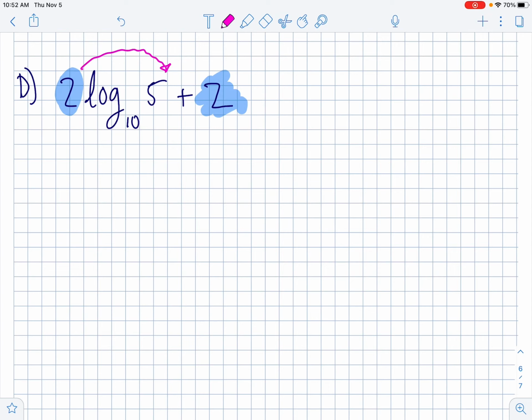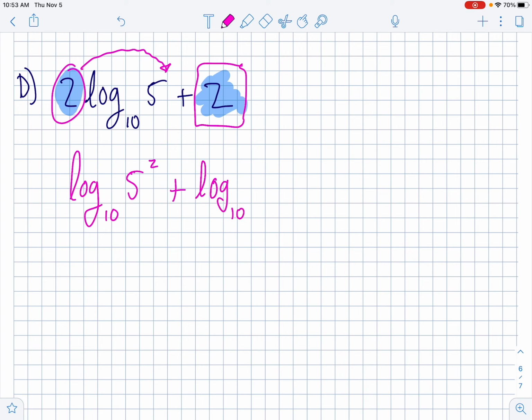Here we go. First, I'm going to take the 2 and pop it back upstairs. So this becomes log base 10 of 5 squared. Now, this guy, I need to turn into log base 10. So let's do log base 10 of what would give me 2? Well, think if this is going to be equal to 2, 10 squared is 100. So this whole thing right here is 2, because 10 squared is 100.